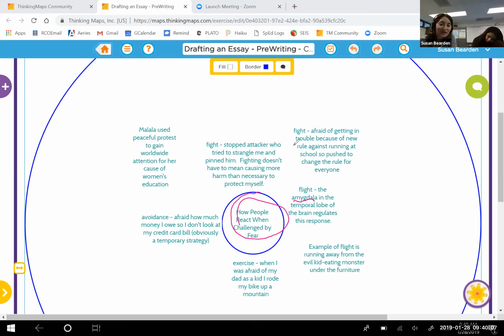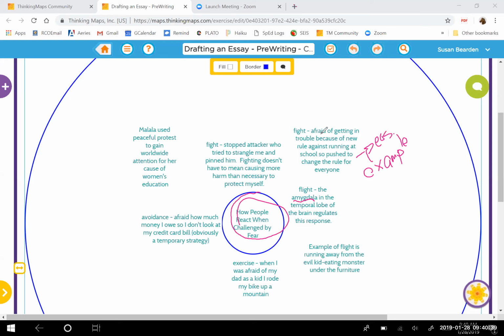And then I put fight: afraid of getting in trouble because of a new rule against running at school, so I pushed to change the rule for everyone. So this was a personal example. I just wanted to include a personal example so that later, if I'm writing, I have an idea of a story I might be able to tell that goes with my topic. So this is just an example of fighting.